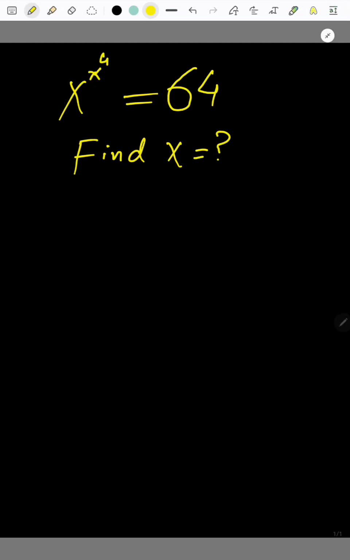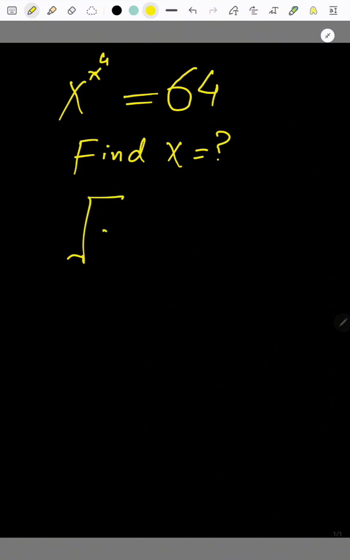Everybody, here is a very nice algebraic expression we want to solve and find the value of x here. Our question is x raised to power 4 is equal to 64. We want to find the value of x. In order to deal directly, it will be difficult. For example, if we take square root on both sides, it will not help you.